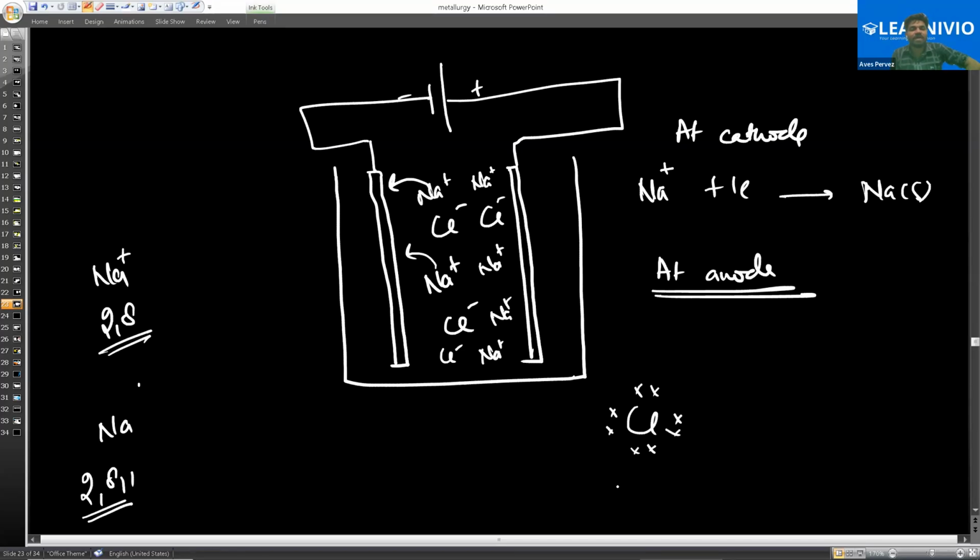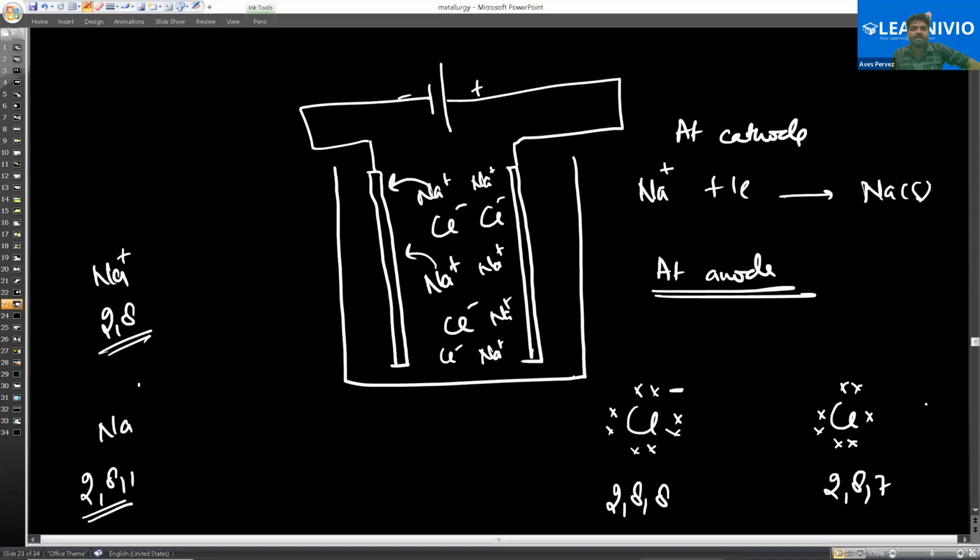Because chloride ion is 2,8,8 electronic configuration. What is the difference between chloride ion and chlorine atom? Chlorine atom is 2,8,7 electronic configuration. So to become a chlorine atom from a chloride ion, it must lose one of its electrons. When it loses one electron, it becomes a chlorine atom. But a chlorine atom cannot exist independently. It is an unstable state for the chlorine atom.